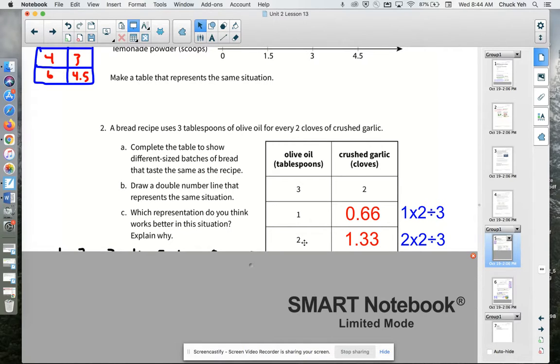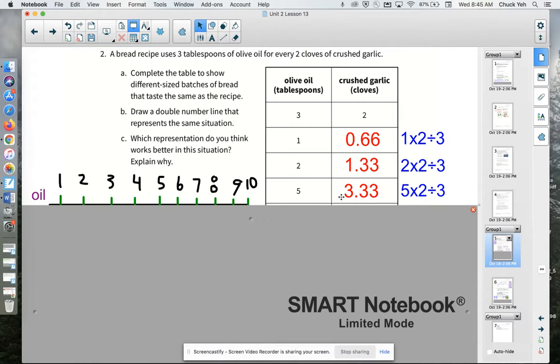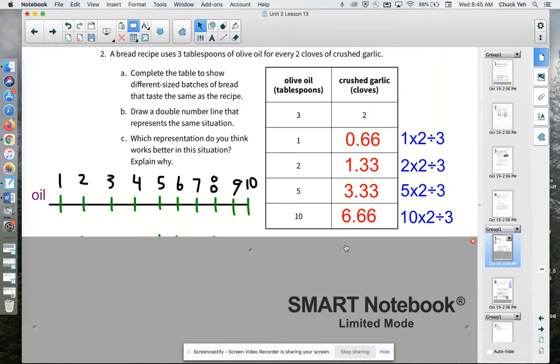Second one. 2 times 2 divided by 3 is 1.33, and I wrote it here on the right side. 2 times 2 divided by 3. And then 5 is 3.33. So for every 5 tablespoons of olive oil, you need almost 3.5 cloves of garlic. If you put 3 1/3, great. And then the last one is 6 and 6.66. All right. So just to let you know, this is how you're supposed to do it. I wrote it in your comments, so please double check.